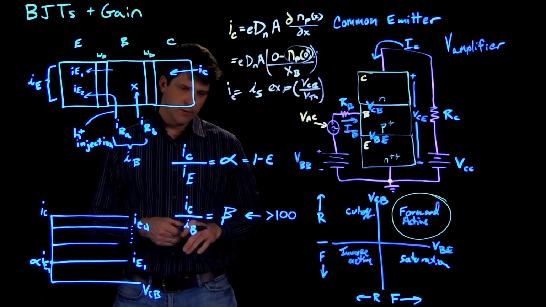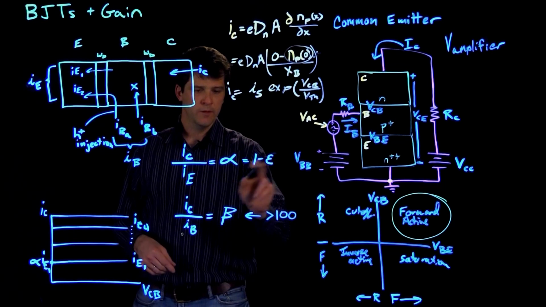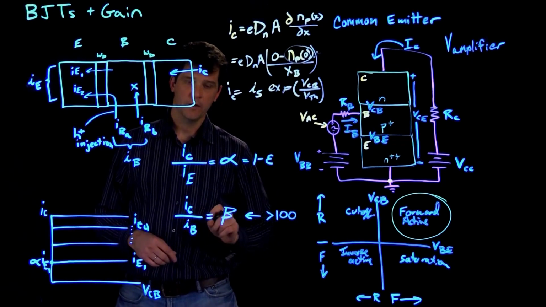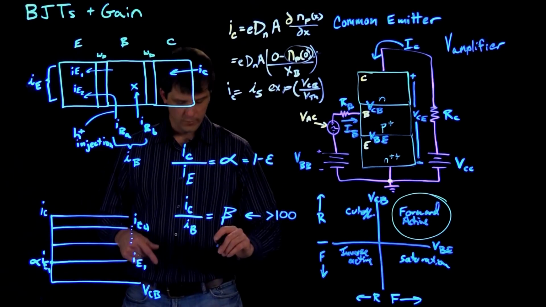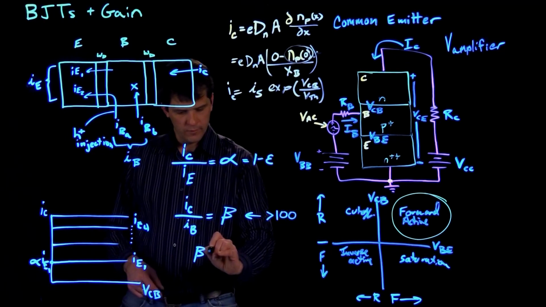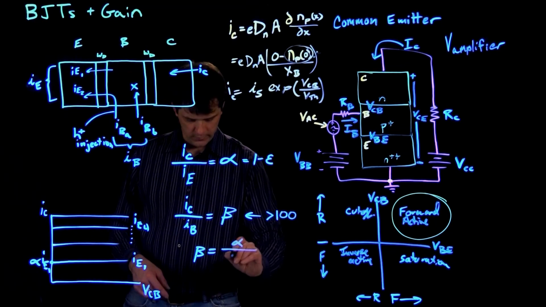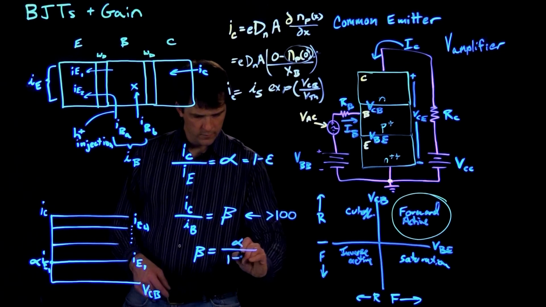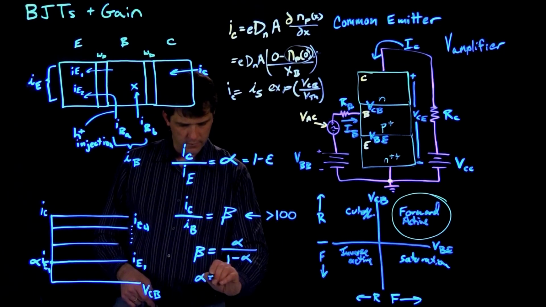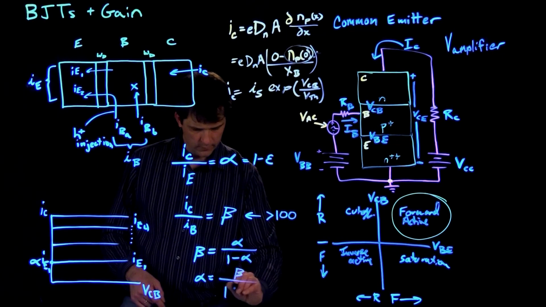So what do we want for a good transistor? Let's summarize again. We want to minimize this epsilon so that alpha is as close to 1 as we can get, and we want to maximize this beta so that it's as large as possible. It turns out that there's relationships between the alpha and beta gain factors. So we can write beta like this, and conversely alpha is going to be, in terms of beta, written like this.